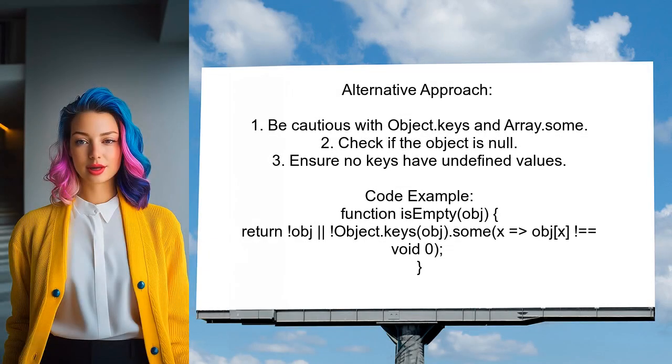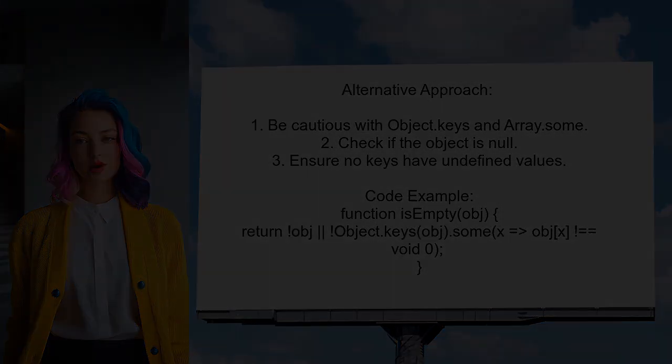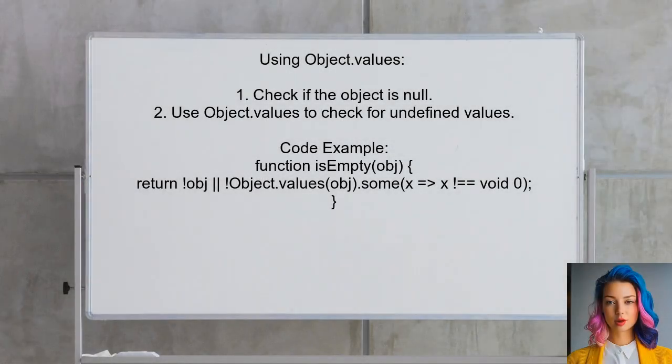This user advises caution when using Object.keys or array.some to check if an object is empty, especially if the object might not be initialized and could be null. They suggest adding an extra check to handle cases where keys may have undefined values. Additionally, the user provides a variation using Object.values, which can also be effective in checking if an object is empty. This method checks the values directly for undefined.